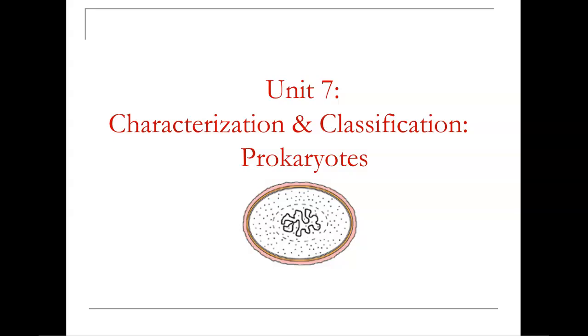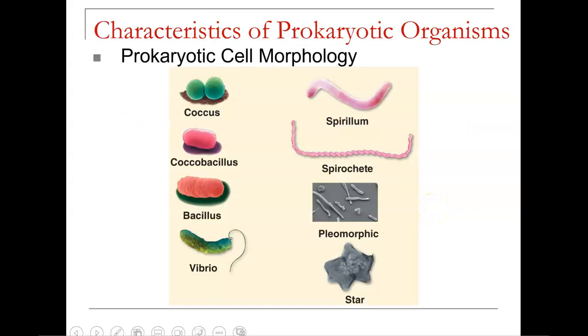Today we're going to start Unit 7 for Microbiology, Characterization and Classification of Prokaryotes. Now remember, prokaryotic cells are going to be things such as bacteria and archaea. With these types of cells, remember they don't have any membrane-bound organelles except for the ribosome, and they are going to be a single-celled organism.